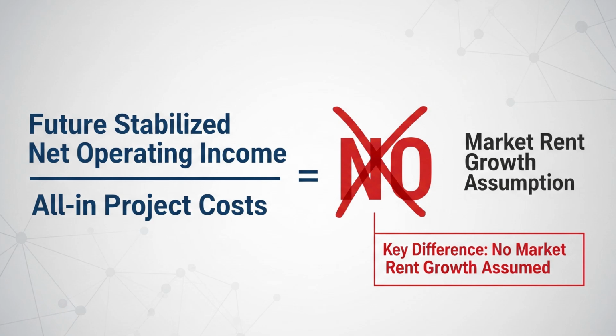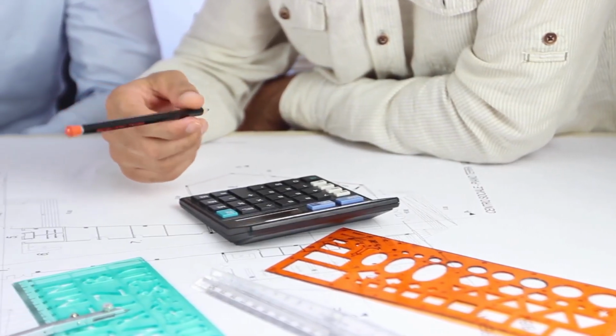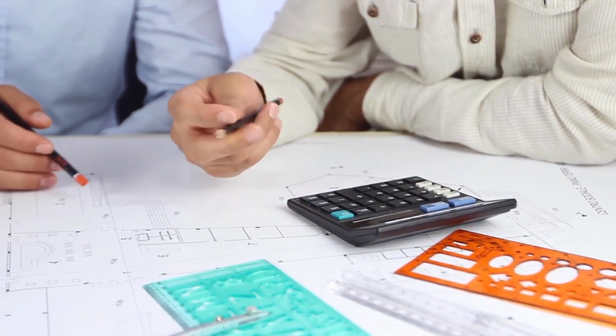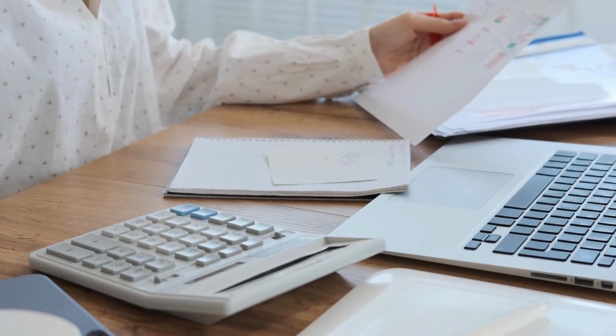That's the income after all operating expenses once the property is fully renovated and leased up, divided by your all-in project costs. The key difference, and what makes it untrended, is that this future stabilized NOI is calculated without any assumptions for market rent growth. You're essentially underwriting to a 0% rent growth scenario.